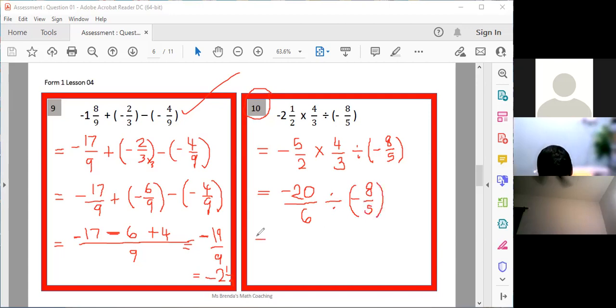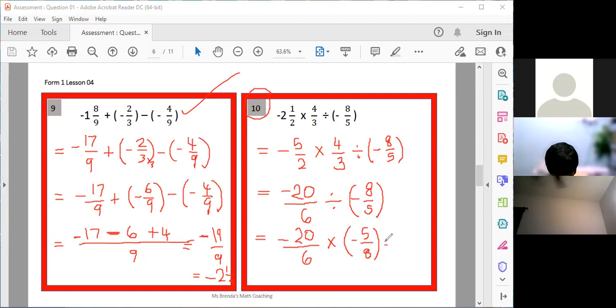Now, what have you learned about dividing fractions? You just flip-flop it. Yes or not? But you keep your negative symbol. You don't go and chuck it away. Negative 20 over 6 will stay. This division will change to become multiplication. And this will swap to become negative 5 over 8. Do you understand? 8 over 5 will become 5 over 8.